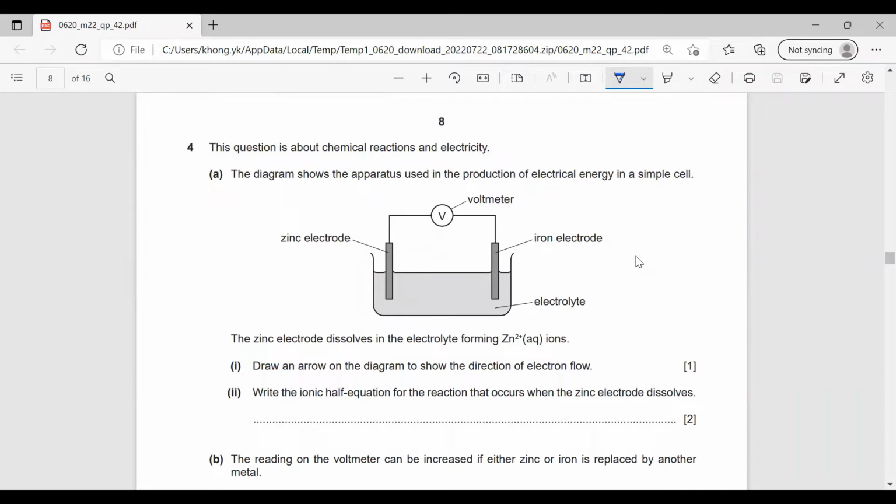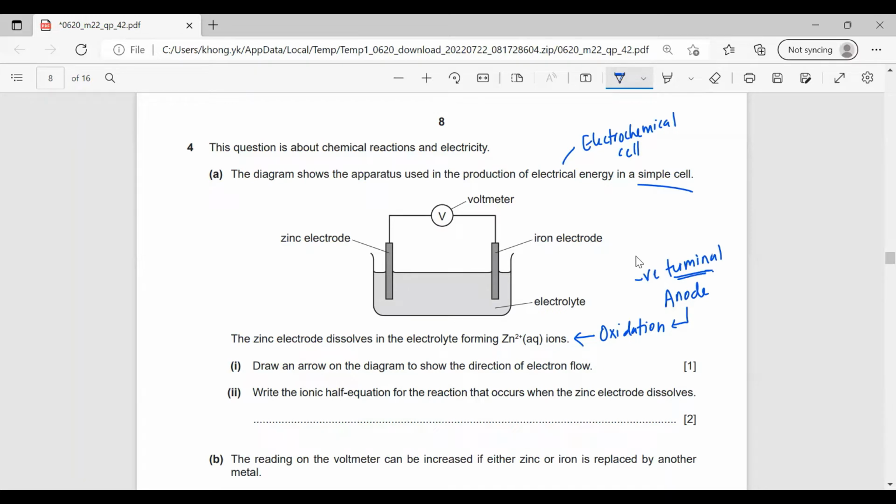The diagram shows the apparatus used in the production of electrical energy in a simple cell. This is a form of electrochemical cell where you have chemicals, and then you produce electricity. We have the zinc electrode and also the iron electrode. The zinc electrode dissolves in the electrolyte, forming zinc ions. Based on this statement, we know that the zinc electrode undergoes oxidation. When it undergoes oxidation, this tells us that the zinc is the anode, or the negative terminal.